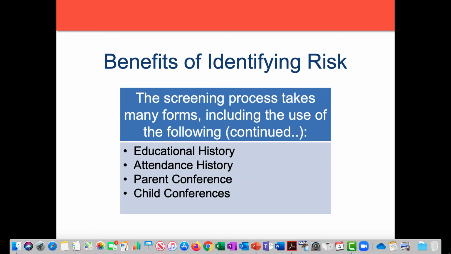So the screening process takes many forms, and that is the benefit of trying to really identify risk, in that we're looking at a child's complete educational history, attendance history, if they've been in a school or daycare setting. We're conferencing with parents and getting a sense of the home environment and the developmental environment for the child, as well as looking at the child and child conferencing if possible.